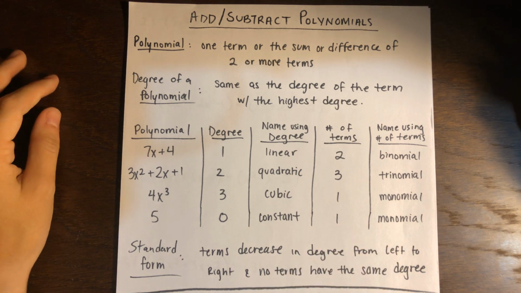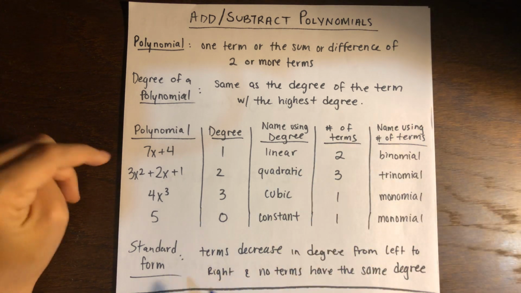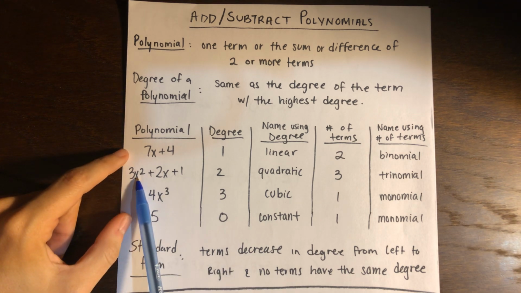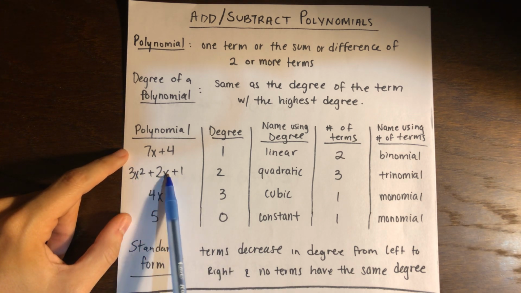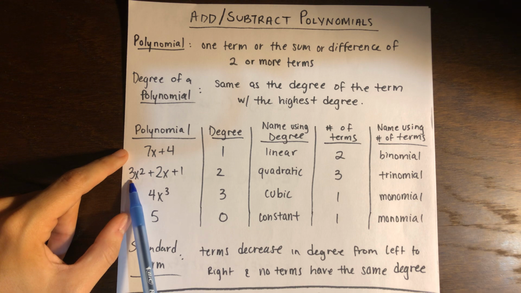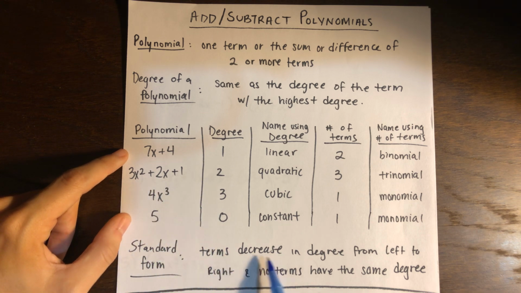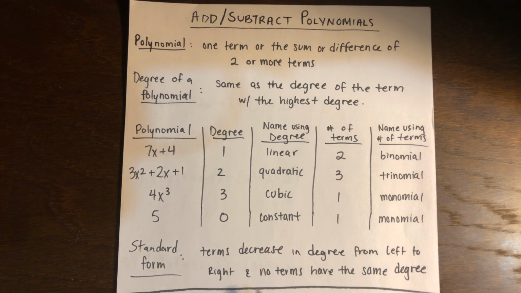Okay, the next thing we need to talk about is standard form. So if you see these, like this one, x squared is the highest, and then it goes x and then none. So you're going to write it from highest degree to none. Terms decrease from left to right, and no terms have the same degree. So if we had another one that was plus x, we would have to combine like terms. So standard form is simplified in decreasing order of the degrees.